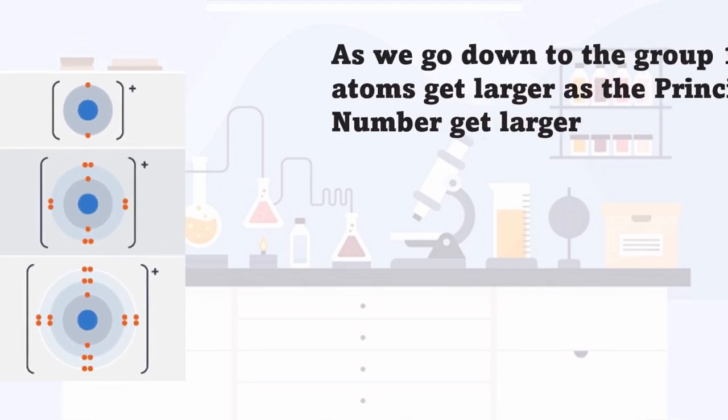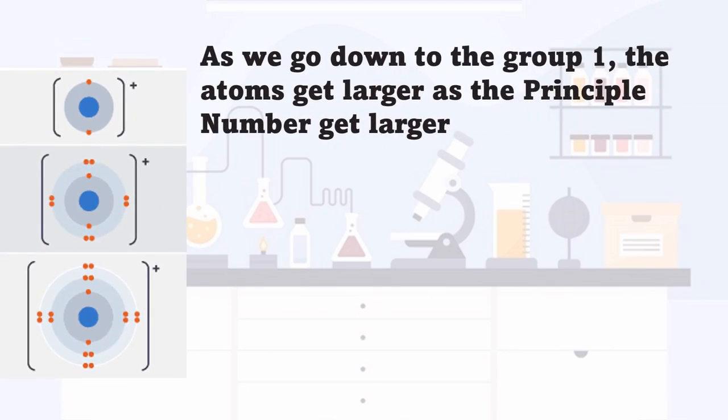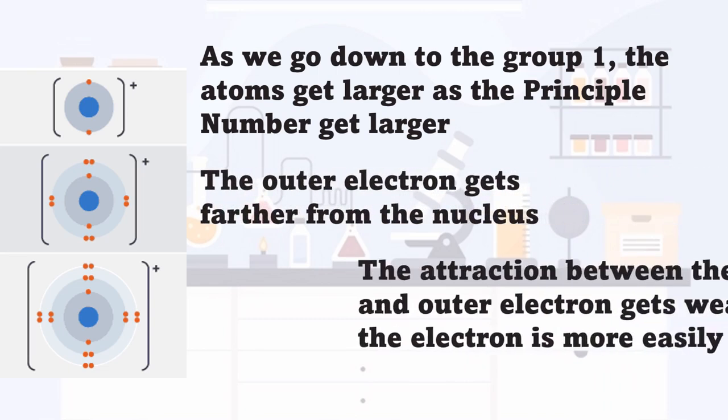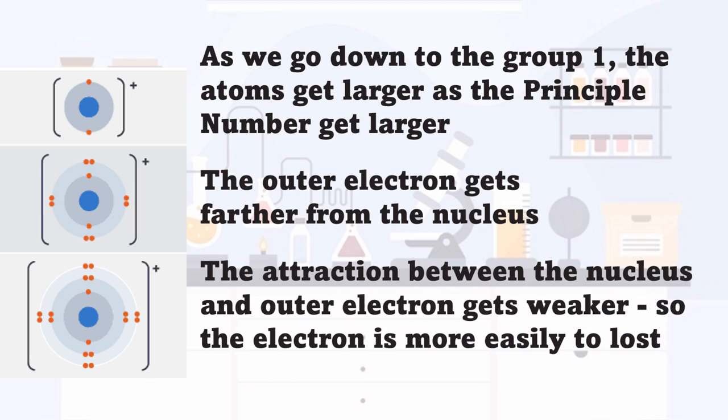As we go down group 1, the atoms get larger as the principal quantum number gets larger. The outer electrons get farther from the nucleus. The attraction between the nucleus and outer electron gets weaker, so the electron is more easily lost.